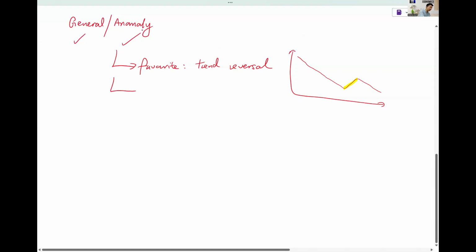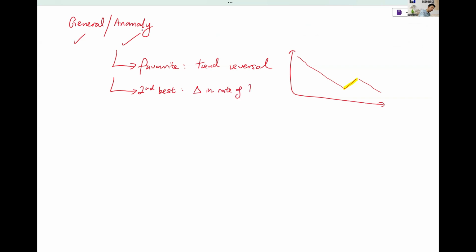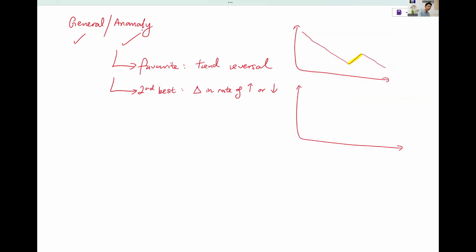If you can't find it, oh yeah, then we feel a bit sad. But there's a second best option. Can't find a trend reversal? Never mind. The second best option is a change in your rate of increase or decrease. Okay, I'm gonna put this higher up. Okay. Hello. Okay, a change in the rate of increase or decrease is this one.